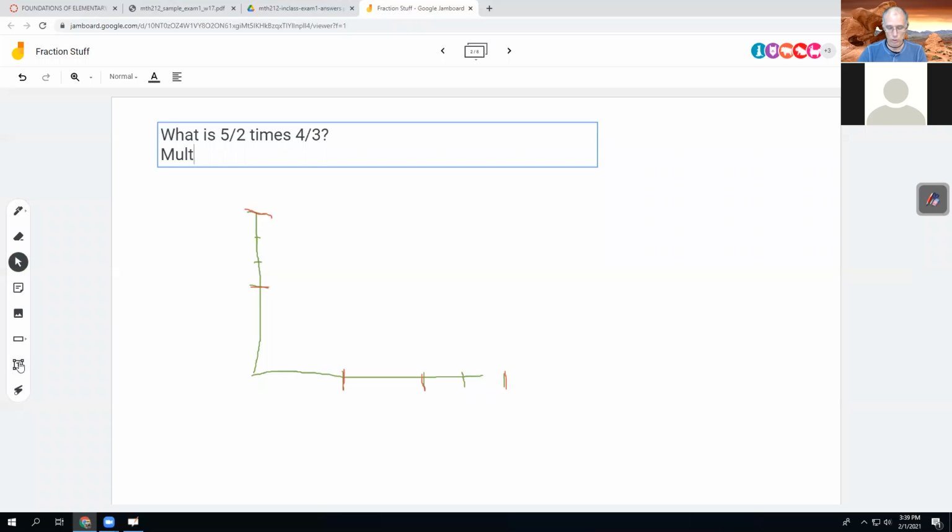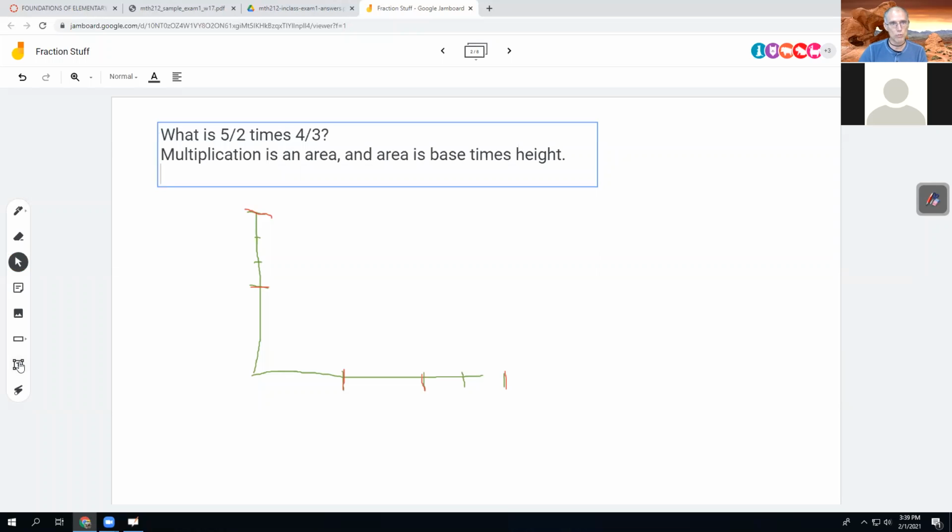So next thing I want to note, multiplication is an area, and area is base times height. So then this particular problem, rewritten in terms of that, I want to know what is an area with base 5 halves and height of 4/3. So I've got to figure that out.